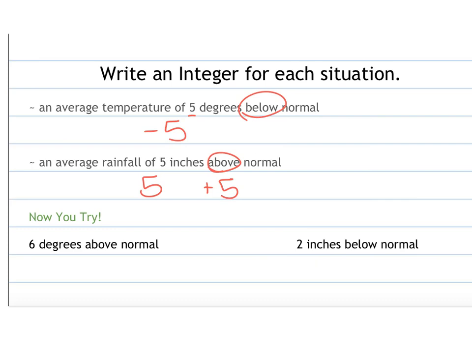So pause, try the next two on your own. 6 degrees above 0, that means it's a positive, so it's written as 6. The next one, 2 inches below normal, would be a negative 2.